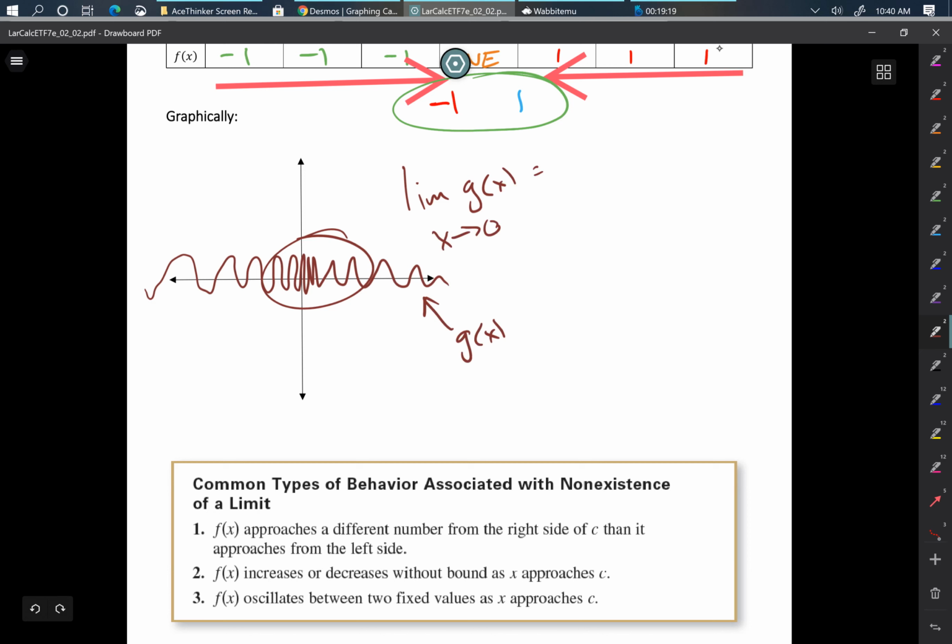And if we look there, if I try to trace it with my fingers, it wiggles so much in there that I can't see where it's going. It's not approaching a fixed value. And because it doesn't approach a fixed value, it doesn't have a limit L. And so we would say this does not exist.